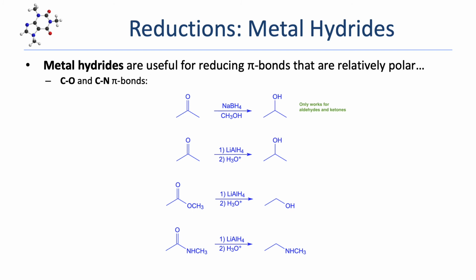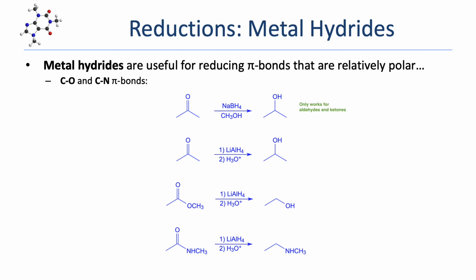The next category of reductions are the metal hydride reductions. A metal hydride is a reagent that has a metal bonded to hydrogen atoms. Metal hydride reductions are really useful for reducing more relatively polarized pi bonds, typically carbonyls that have a CO pi bond, and also carbon-nitrogen pi bonds, so things like nitriles. So here I've got examples of some of the more important metal hydride reactions.